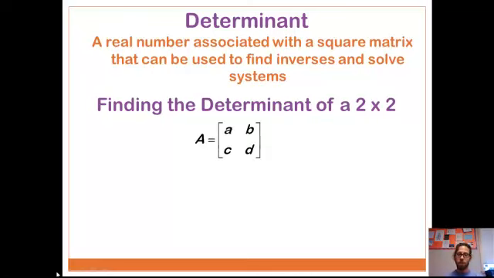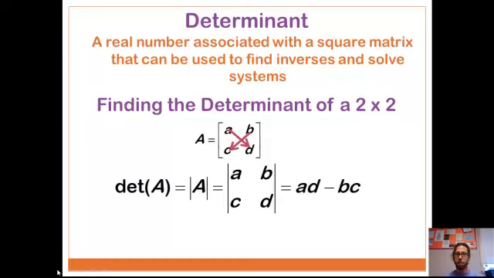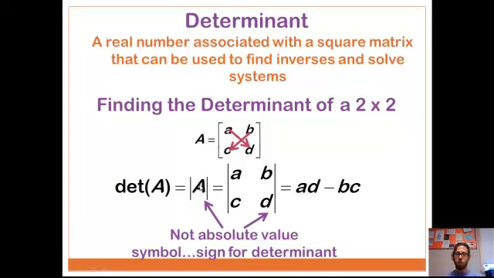If we have a matrix that looks like this, what we're basically going to do is cross multiply. Okay? So in other words, if we want the determinant of A, and again, this is the symbol for determinant, it has nothing to do with absolute value. We just cross multiply the first cross product here, A times D, and subtract the second cross product, B times C. Now we subtract them.